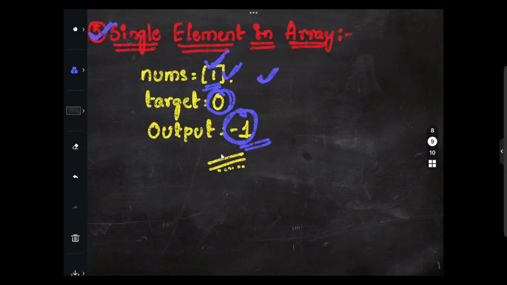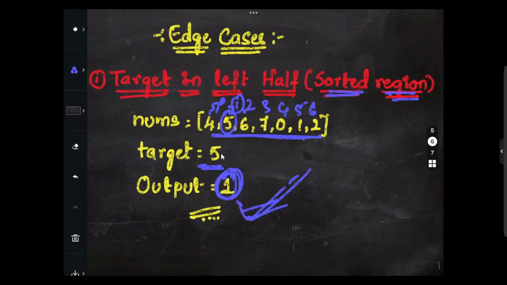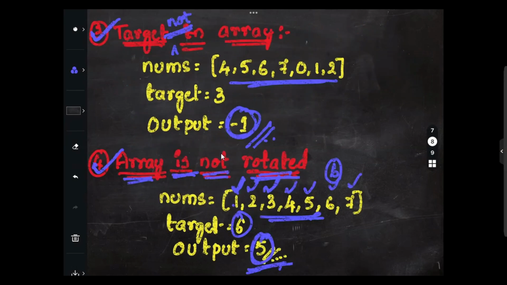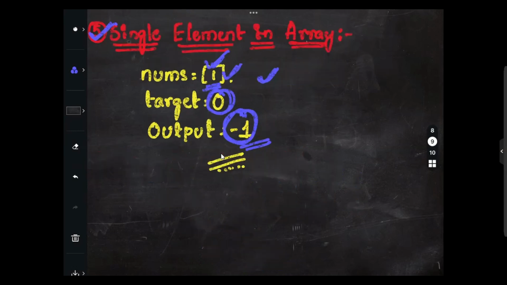So these are the 5 edge cases that we need to keep in mind, right? The first edge case is for target in the left half. The second edge case is for target in the right half. The third edge case is for target not in the array. The fourth edge case is for the array not rotated. Sorry, the fifth one is for single element in the array. These are the 5 edge cases that we need to consider. So I hope the edge cases are completely clear.